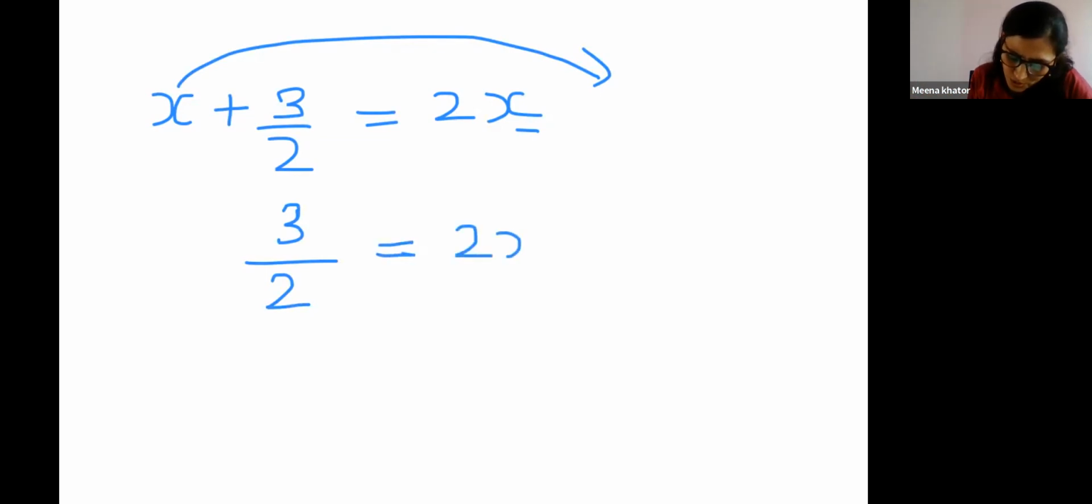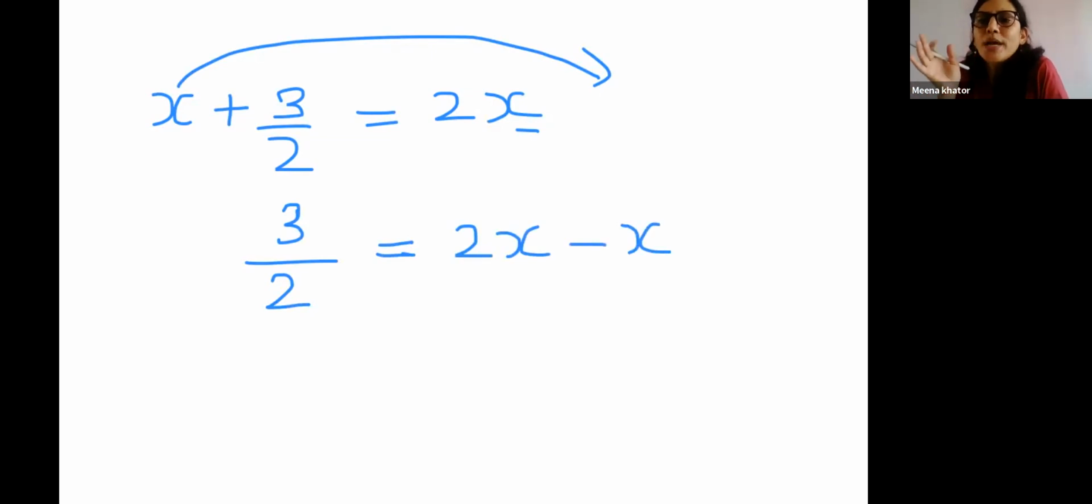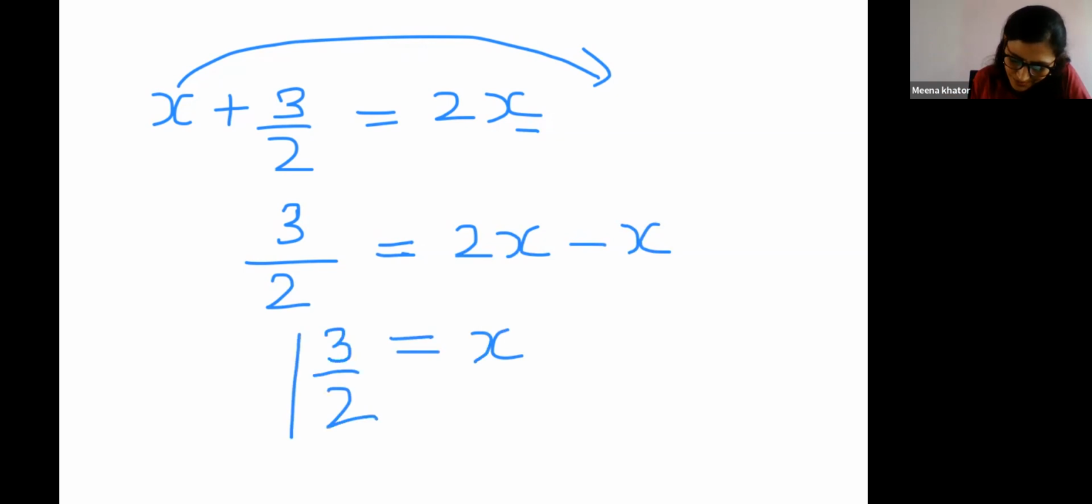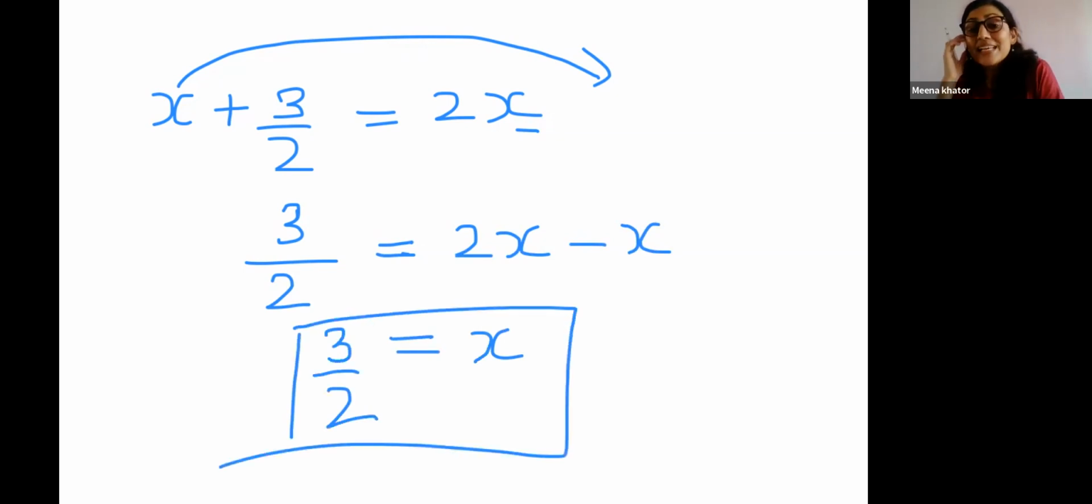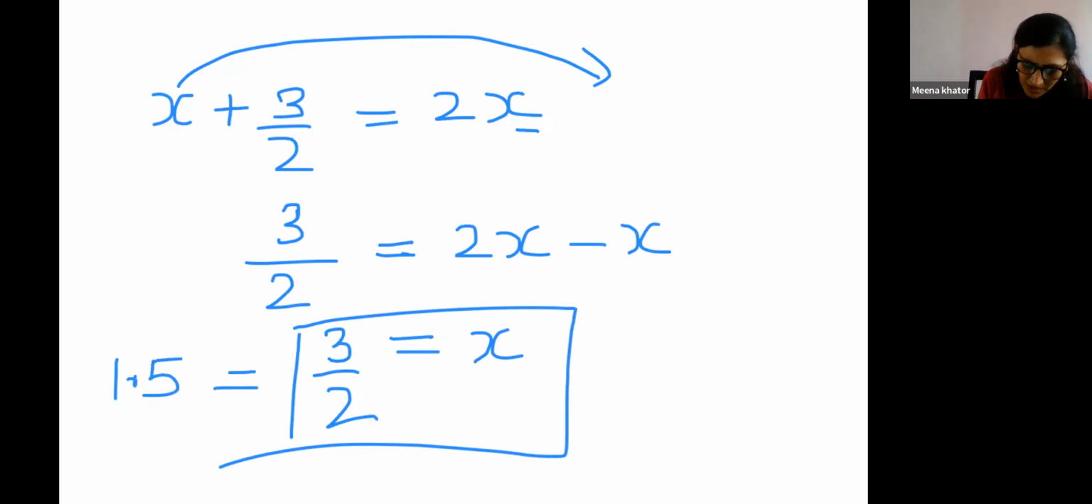So now x is going to the other side and we have 2x minus x. If you subtract x from 2x, what do we get? We get x. Oh, that's really simple. So we get x is equal to 3/2, which is 1.5. Arush Arora, that is also correct. 3/2 is equal to 1.5. So both the answers are correct. If you have written 3/2, that is correct, and if you have simplified further and given the answer as 1.5, that is also correct.